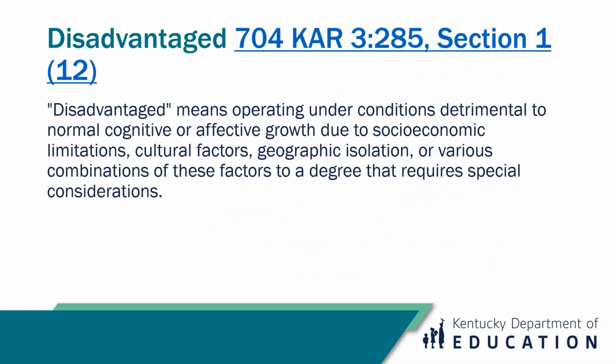Next, let's look at the term disadvantage and how it is defined in the gifted regulation. Disadvantage means a student is operating under conditions that have a negative impact on normal cognitive or affective (social-emotional) growth. A student's negative cognitive or affective growth could be due to socioeconomic conditions, cultural isolation, or various combinations of these factors to a degree that requires special consideration.